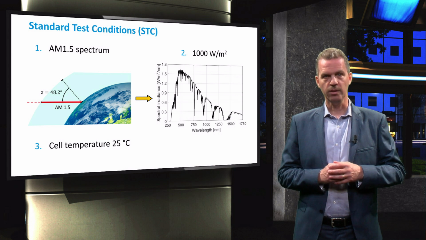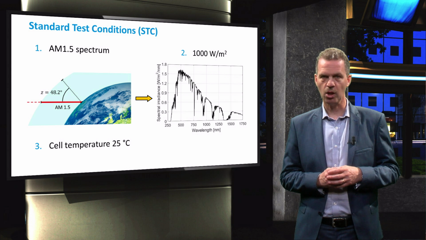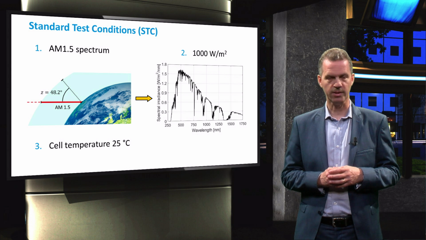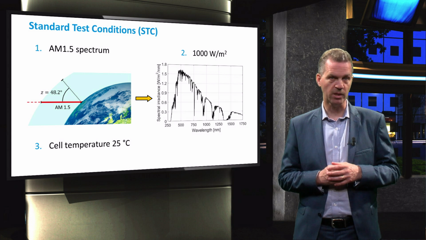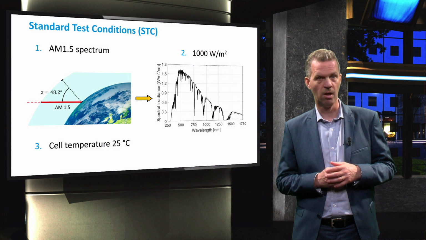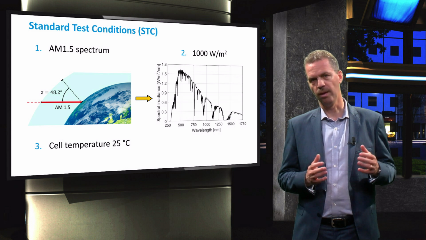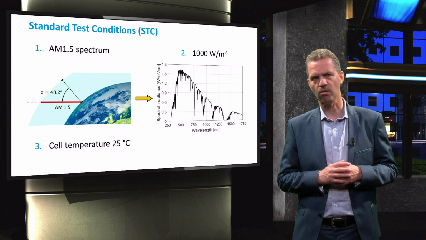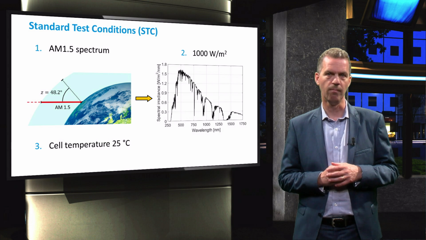The third condition is that the solar cell under test should be measured at a temperature of 25 degrees Celsius. This value is debatable since under the above mentioned illumination conditions, a typical good working solar cell would have a considerably higher operating temperature. Nevertheless, the standard of 25 degrees Celsius cell temperature is adopted in most of the research facilities.